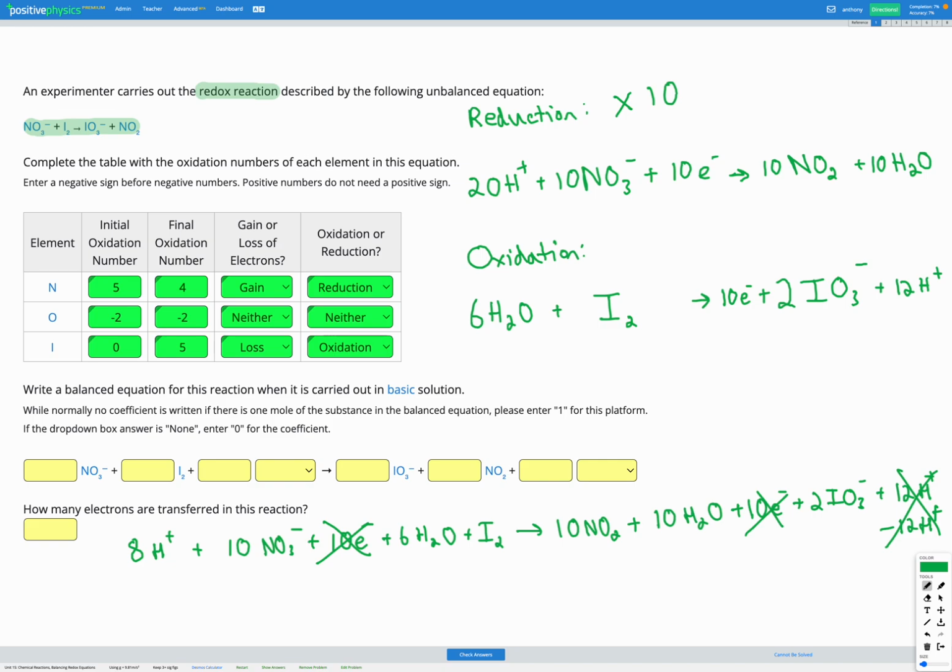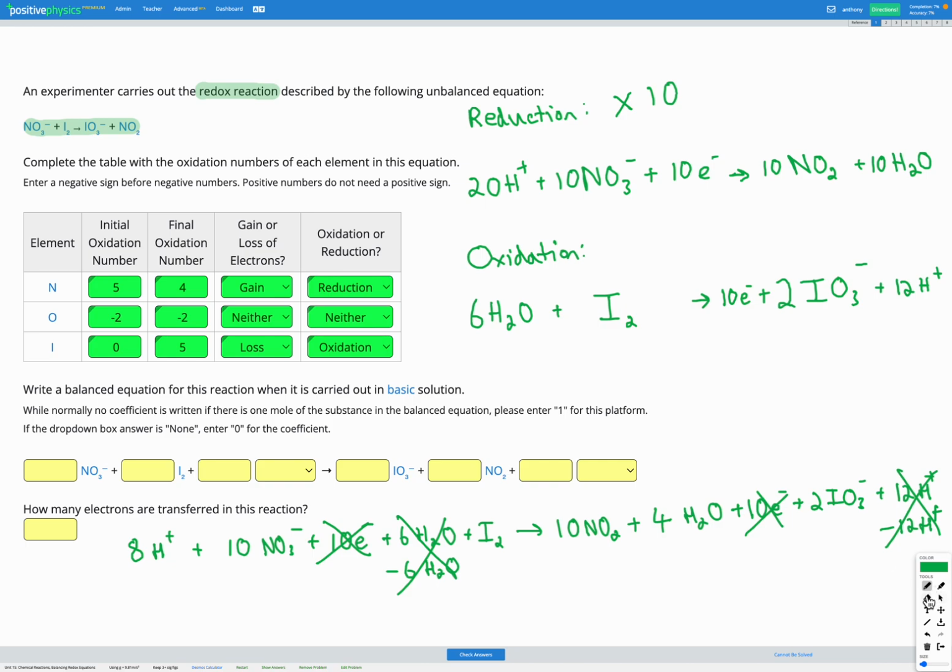Okay, our NO3 minus only appears on the left of our equation, so there's nothing to cancel there. For H2O, we've got 6 H2O on the left and 10 H2O on the right. So we can subtract 6 H2O from both sides of our equation. On the left, those are going to cancel out. On the right, we've got 10 minus 6, which is going to give us 4 H2O overall. Our I2 only appears on the left, so there's nothing to cancel there. Our NO2 only appears on the right, so there's nothing to cancel there. And our IO3 minus only appears on the right, so there's nothing to cancel there.